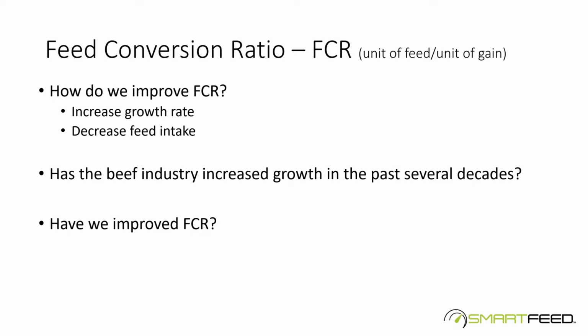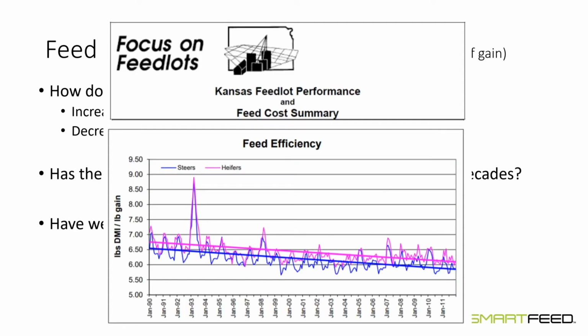So, I pulled data from the Kansas State Focus on Feedlots program, which summarizes monthly feed yard closeout data. This was a meta-analysis that they put together that spanned the years of 1990 through 2011. From this chart, it would appear that at least through those first 20 years or so, there was some marginal improvement in feed to gain.